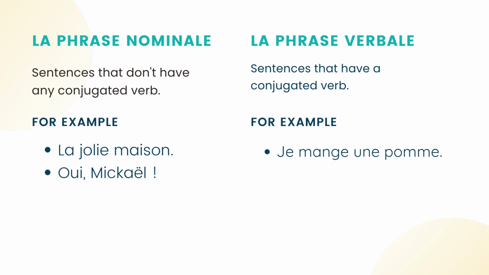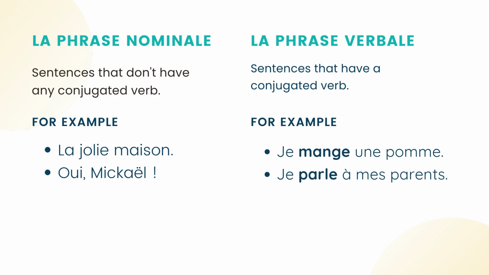For instance, je mange une pomme. In je mange une pomme, there's a conjugated verb, which is mange. And my sentence, ma phrase verbale, in French, is built around the verb mange. Another example, je parle à mes parents. That's another phrase verbale in French, a sentence built around the verb parle, which means to speak. And the last example I wanted to give you is je vais à Paris. That's another example of phrase verbale.